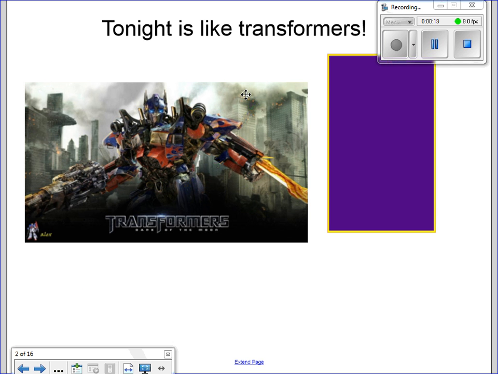I like to think of it as like transformers. Right here we have Optimus Prime. Optimus Prime is normally a truck, then he transforms into a huge robot.